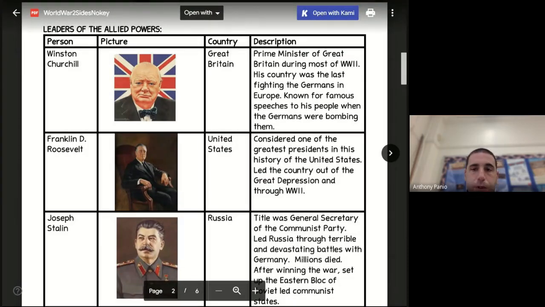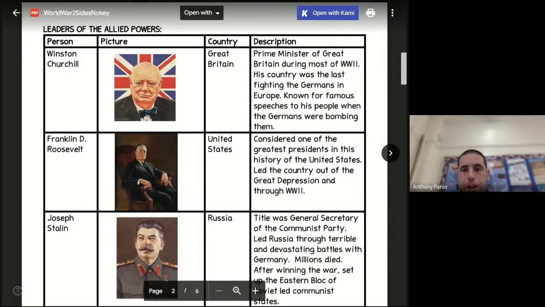He was the leader of Great Britain at the time. He's one of Britain's most famous leaders. He was the prime minister of Great Britain, kind of like our president, during most of World War II. His country was the last fighting the Germans in Europe, known for famous speeches to his people when the Germans were bombing them. He was a very inspirational leader towards a lot of British people. We'll talk about how impactful he is after break.